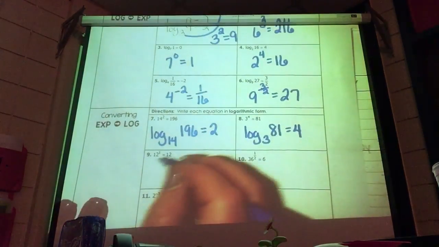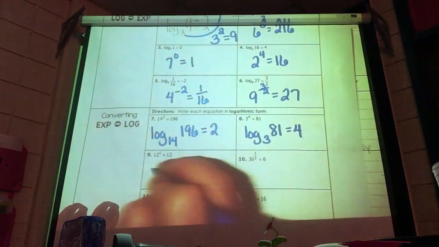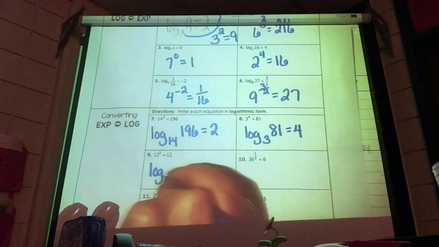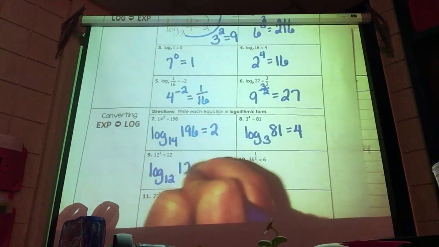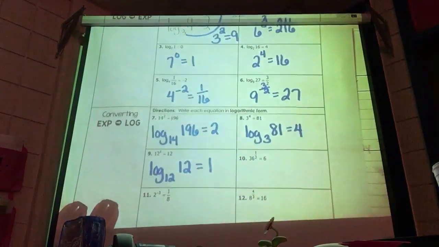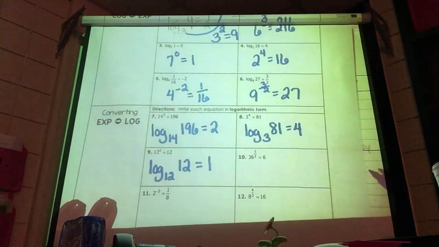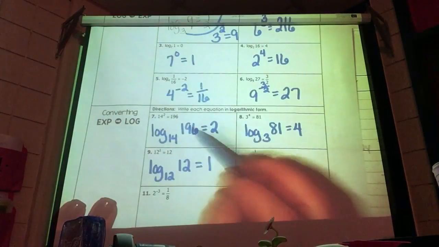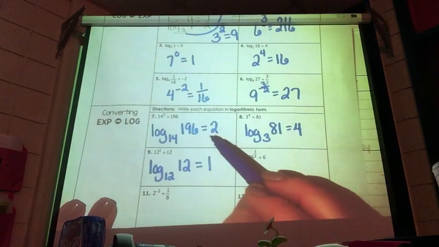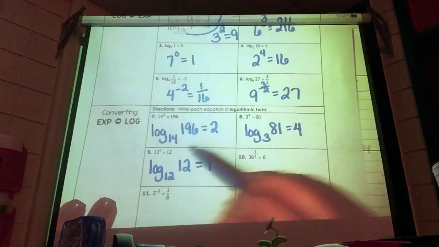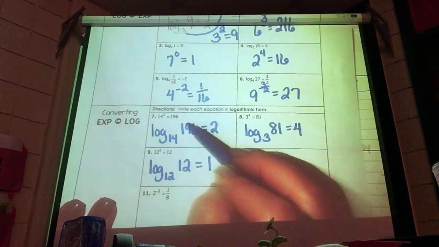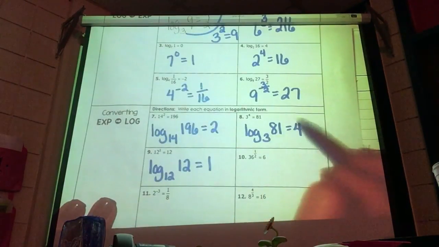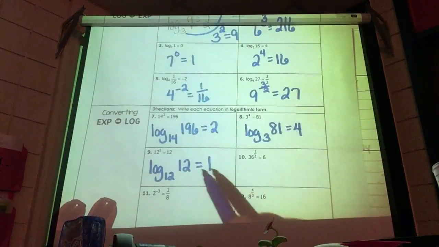All right, number 9, I have log base 12 of 12 is equal to 1. Now, could I check these using Loggy Froggy? And guys, you'll hear me saying Loggy Froggy all the time. 14 squared equals 196. 3 to the 4th equals 81.